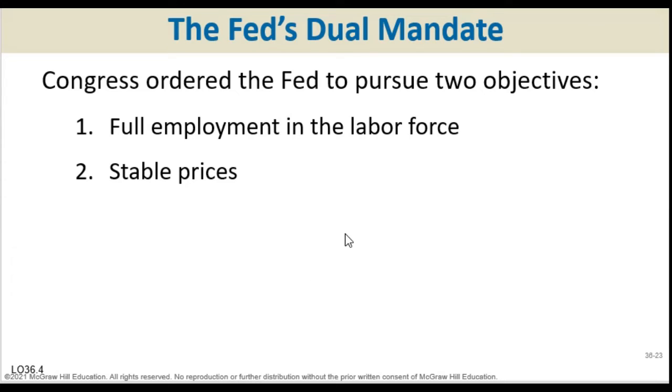One thing I want to point out here: the target for the unemployment rate factors in the frictional and the cyclical unemployment, and the target for the inflation rate balances the desire to allow for growth while keeping prices stable on the market.